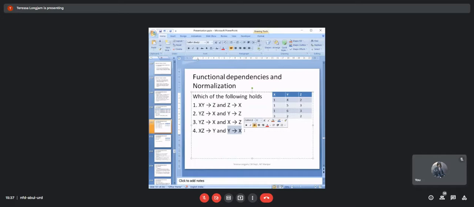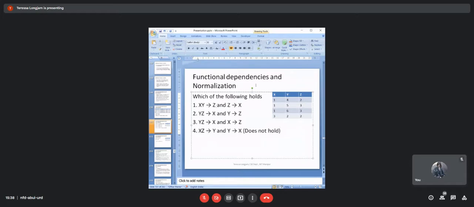Let us check this one. Y can determine x. This is true, because we already know the value of y is unique for each and every tuple. So this is going to be true for sure. Let us check the other one. This is not correct, it does not hold. We already checked it.